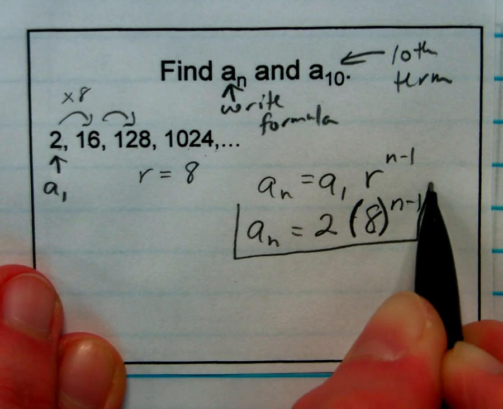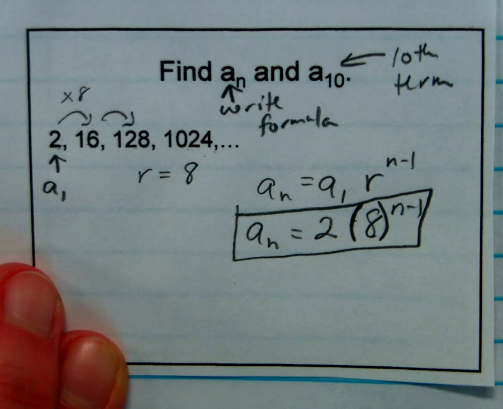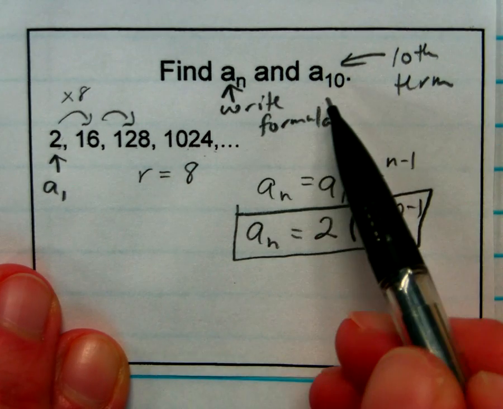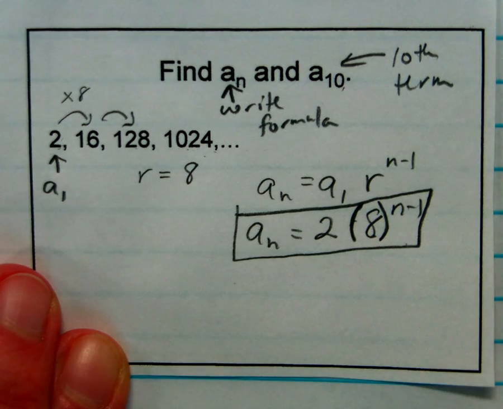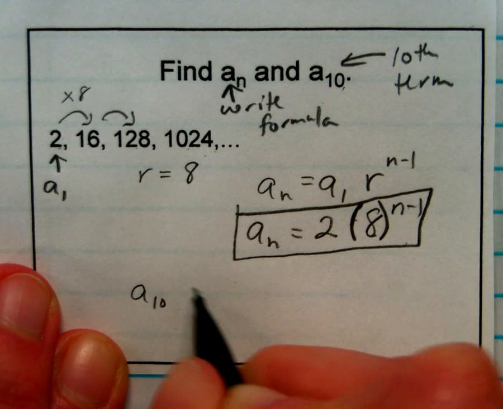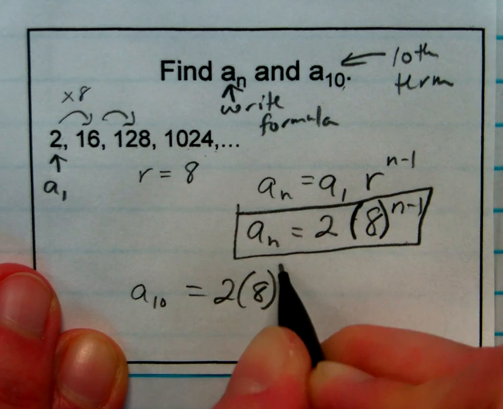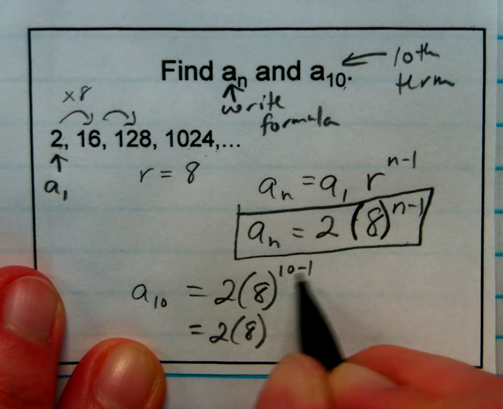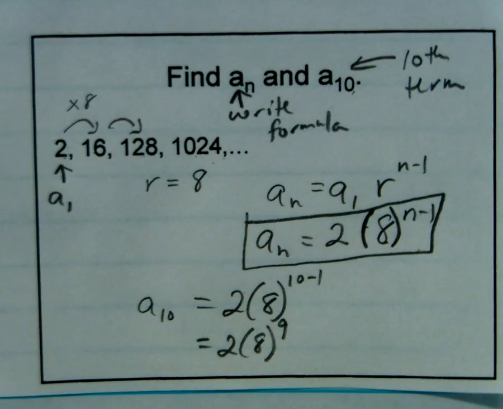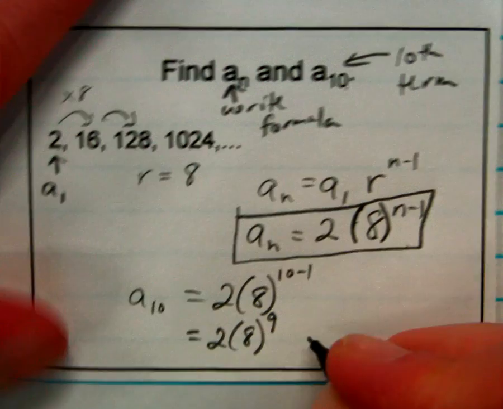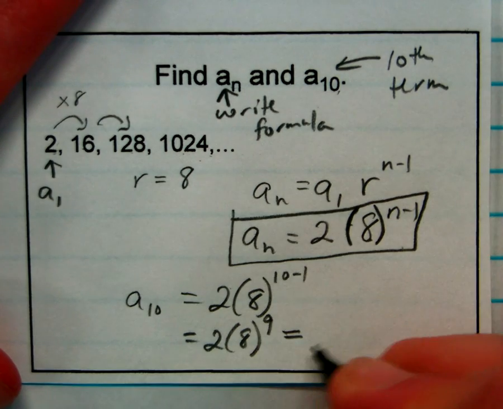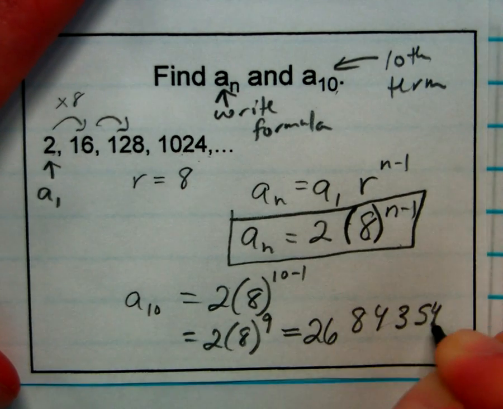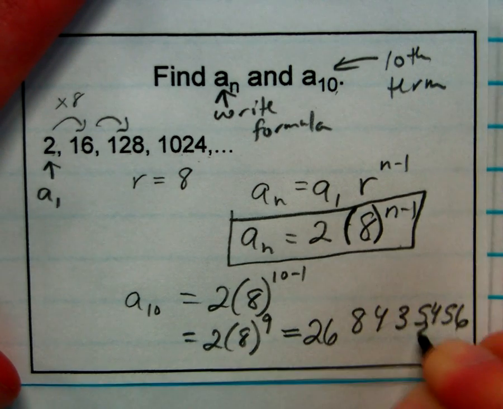There's not really anything that we have to do to simplify it, so it's a little simpler than yesterday in that regard. So that's the formula that they wanted us to write. And then if they want us to find the 10th term, we just put 10 into the formula. So the 10th term would be 2 times 8 to the 10 minus 1 power. And before you would put that in a calculator, I would go ahead and do the 10 minus 1 and make that 9. And this comes out to be a very large number. It is 2, 6, 8, 4, 3, 5, 4, 5, 6. I'm going to put some commas on that.